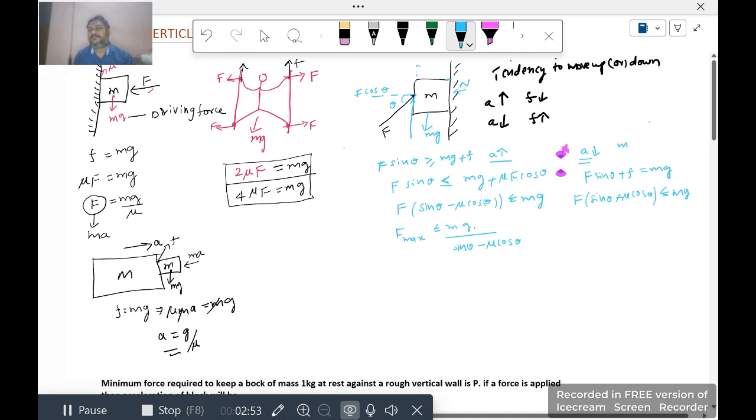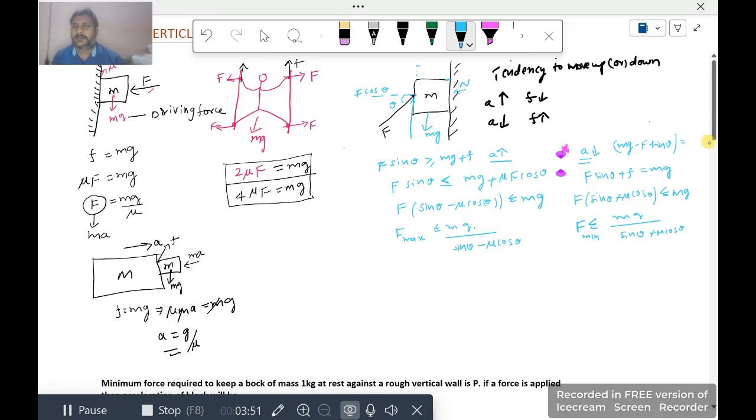It means actually the driving force is mg minus F sin theta when it is moving downwards, which is equal to ma. So this is the driving force. Here also F sin theta minus mg is the driving force when it is moving upwards, the cause for motion, getting the acceleration. So now this is the minimum value of F, greater than or equal to mg by sin theta plus mu cos theta. So these are the two formulas for F maximum and minimum.